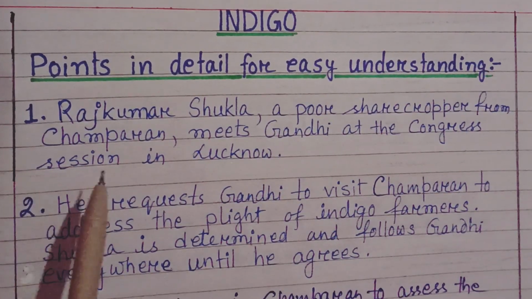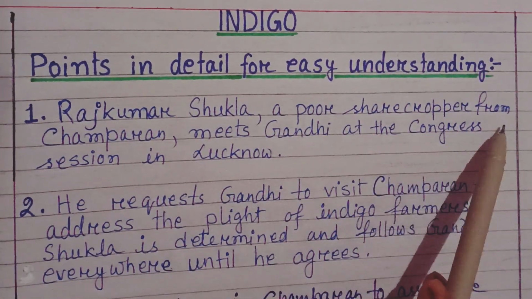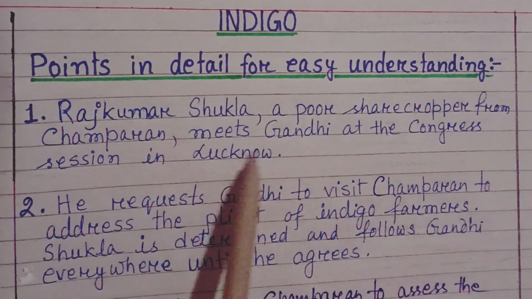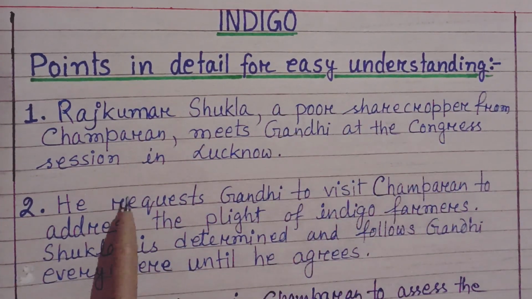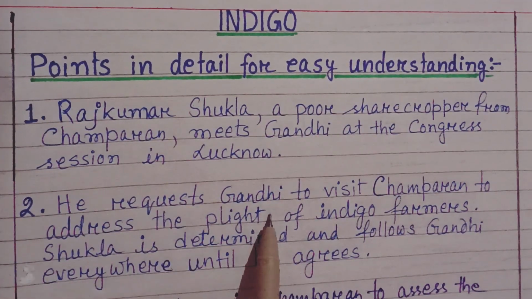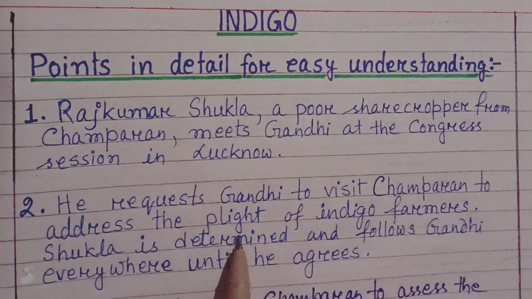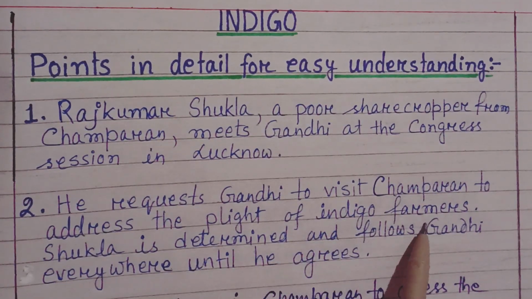Point 1. Rajkumar Shukla, a poor sharecropper from Champaran, meets Gandhi at the Congress session in Lucknow. Point 2. He requests Gandhi to visit Champaran to address the plight of indigo farmers. Shukla is determined and follows Gandhi everywhere until he agrees.